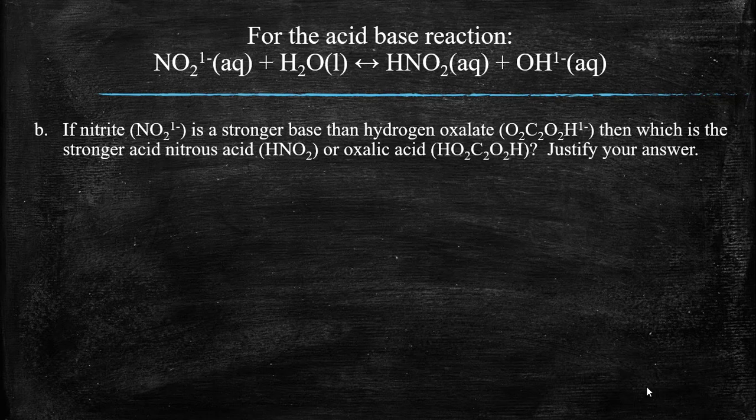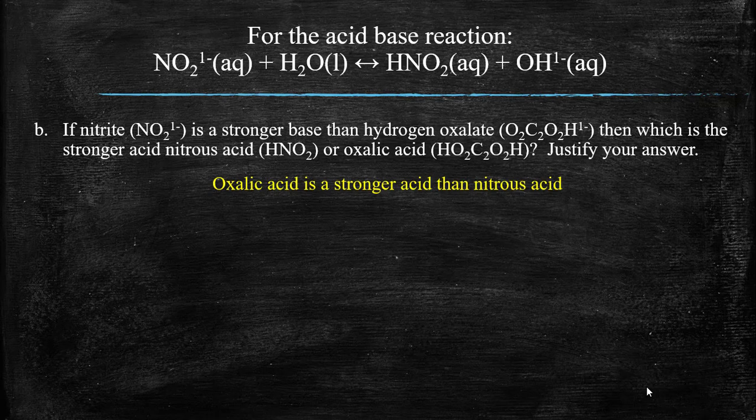Part B refers back to nitrite ion, but doesn't really reference the reaction, so we're going to ignore that. Nitrite is a stronger base than hydrogen oxalate. Based on that, which acid should be stronger, nitrous acid or oxalic acid? And then justify your answer. You have to give the reasons.